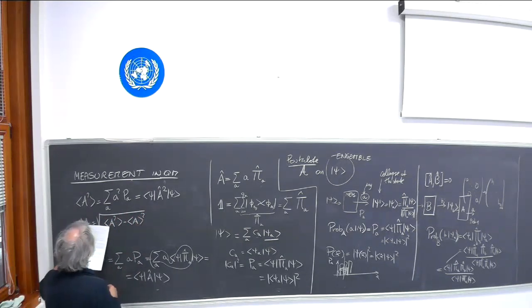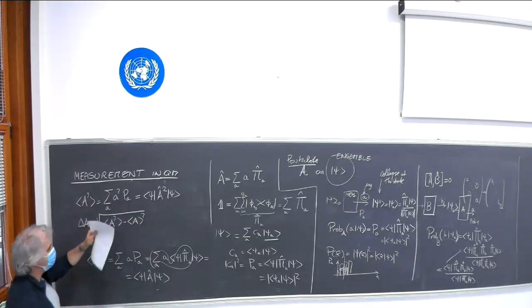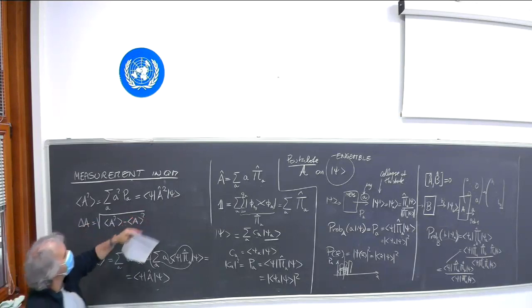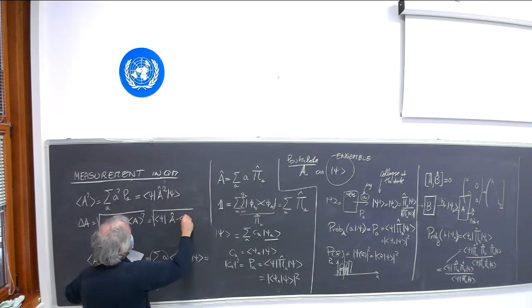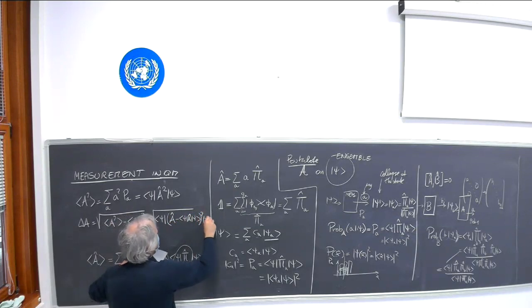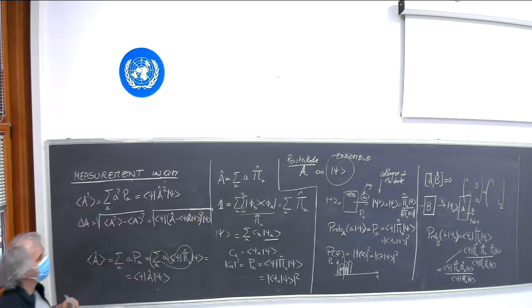And you can immediately write the expression in terms of essentially the square root of <psi|(A minus the average of A) squared|psi>. Okay, so it's a bit long, but it's a very simple expression in terms of expectation value.